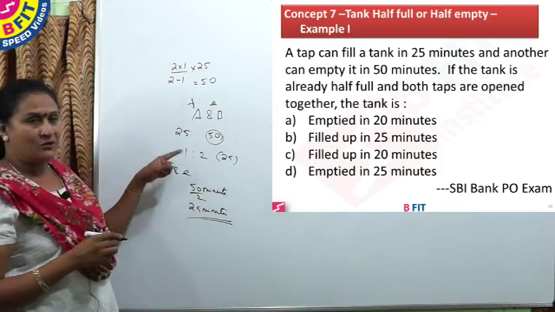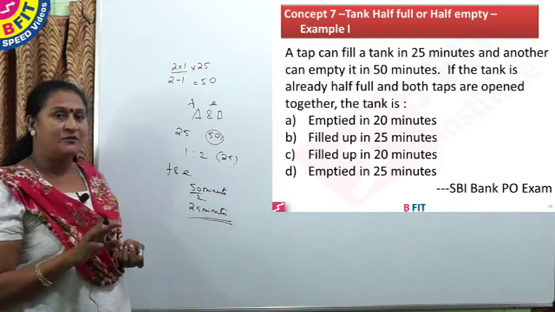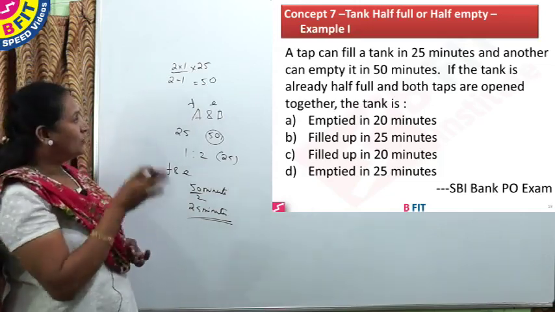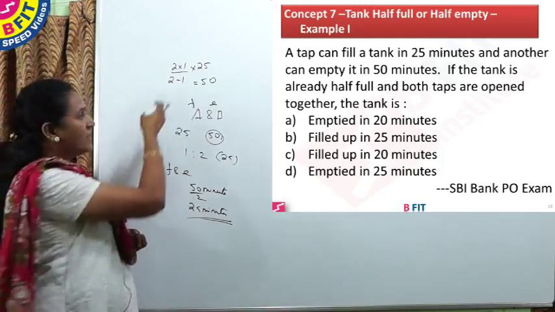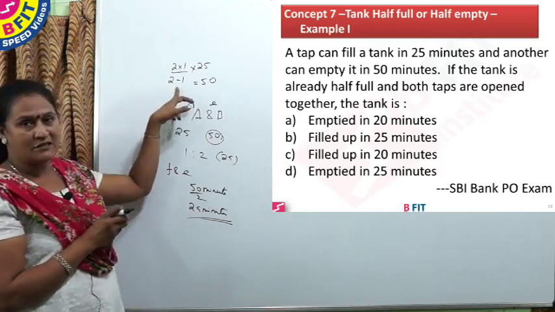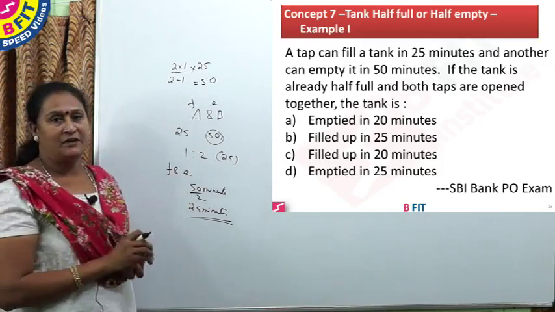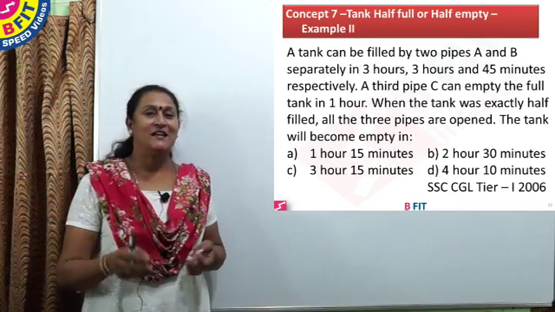Now as the value is double, without working we found 50 is the time taken for the pipes to fill the whole tank. By working also we have got the time taken by both the pipes to fill the tank is 50 minutes, and for half fill it is half of 50, 25 minutes. As we have got a positive sign, the answer will be option B, filled in 25 minutes. We'll see the next example.